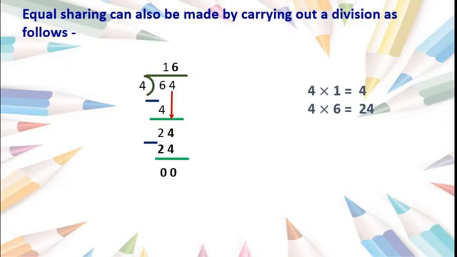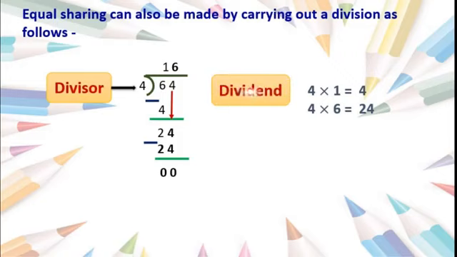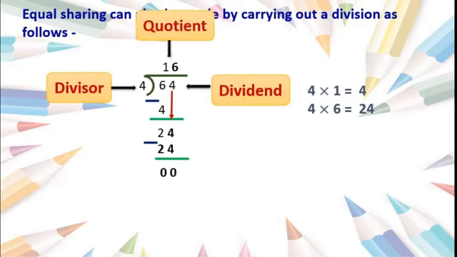Here also we will see 4 is the divisor, 64 is the dividend, 16 is the quotient, and 0 is the remainder. Got this, students? We will study and learn sums like these in the next lecture. Okay?